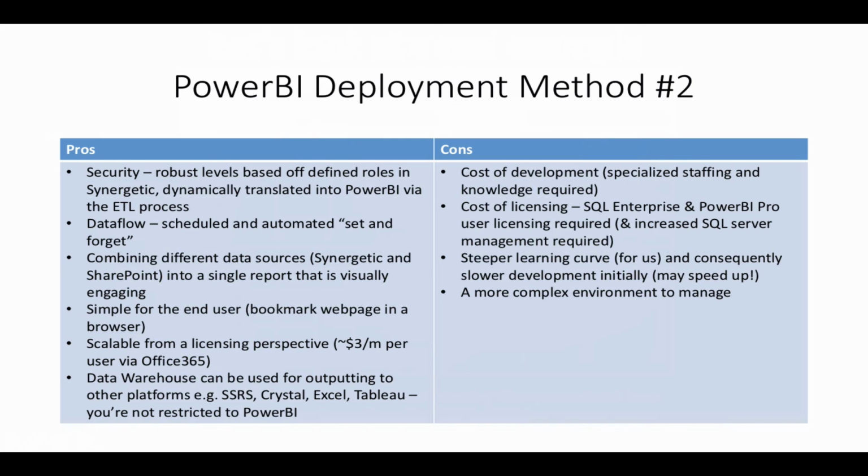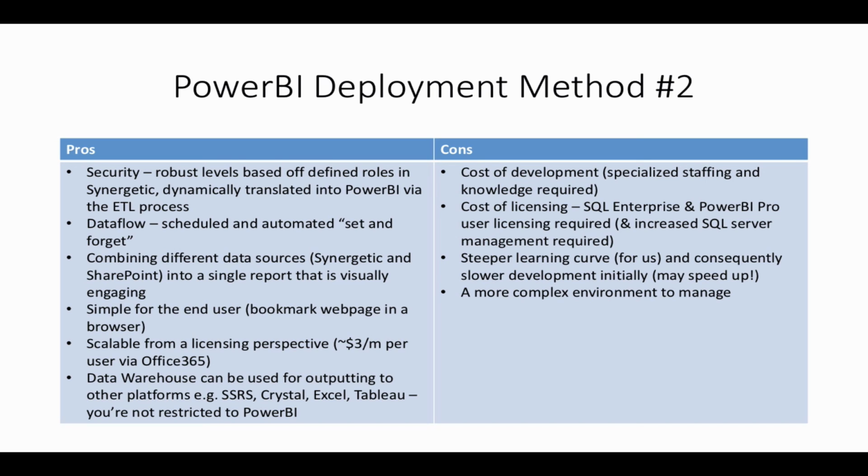So in our second deployment method, a lot more pros, I guess, now. The security is really robust. We really like the fact there's defined roles in Synergetic that are dynamically translated into Power BI via the ETL process. The data flow is automatic. We sort of set and forget, and it will just refresh on a nightly basis. We're now in real time pulling through different data sources from both Synergetic and SharePoint. But critically, it's super easy for the end user.